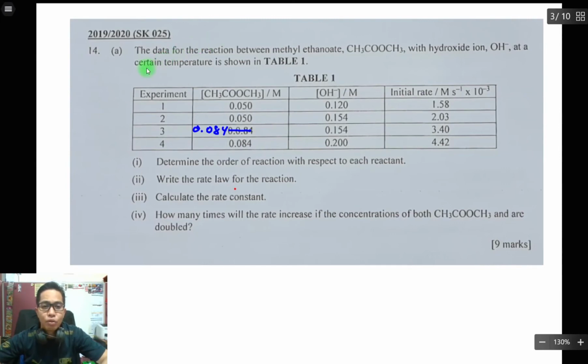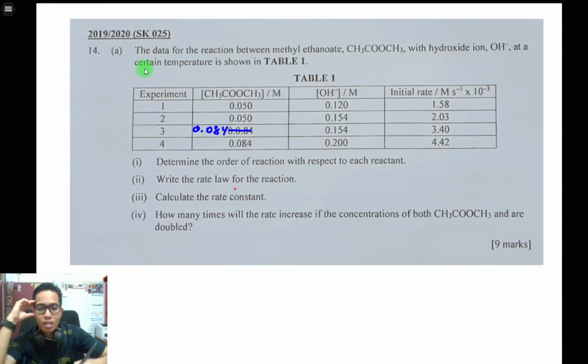Question number 14 says the data for the relation between metal ethanoate with hydroxide ion is shown in table 1. Here I have made a correction to the question. There is a small typo, it should be 0.084. That is all. The first question: determine the order of reaction with respect to each reactant. We have to use the division method, experiment 2 divided by experiment 1, depending on our data.